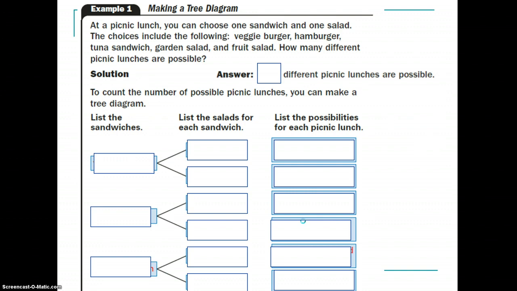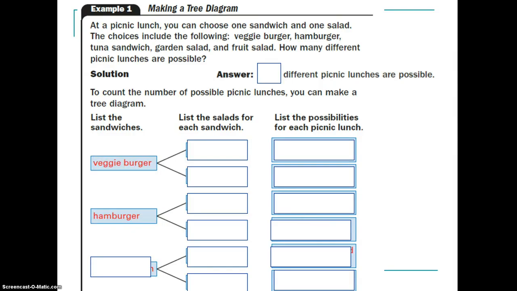In example 1, let's make a tree diagram. At a picnic lunch, you choose one sandwich and one salad. The choices include the following: veggie burger, hamburger, tuna sandwich, garden salad, and fruit salad. How many different picnic lunches are possible? To figure this out, we need to count the number of possible picnic lunches, so you can make a tree diagram.